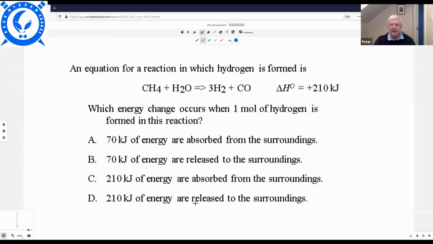So then, here's a typical chemical process with the delta H naught. That's the standard enthalpy change accompanying this reaction. If that data is given, which energy change then accompanies the formation of 1 mole of hydrogen?